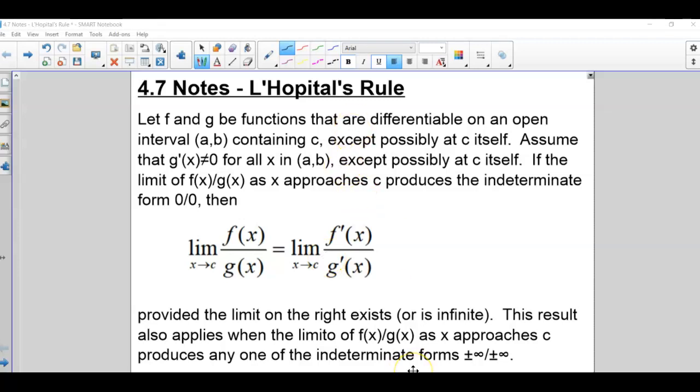I've given you a very long and complicated definition of L'Hopital's rule, but the application of it is very simple. So, f and g are functions that are differentiable on an open interval. So f and g, you can take the derivative of both of them. And on this interval containing c, they are differentiable everywhere except for possibly at c itself.